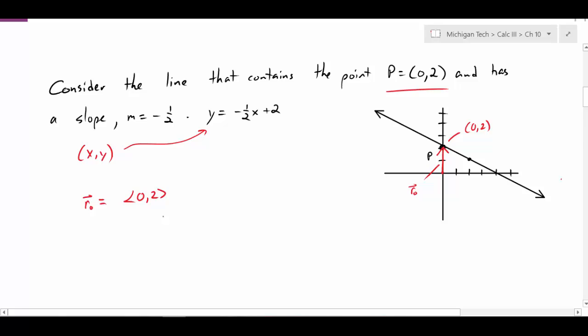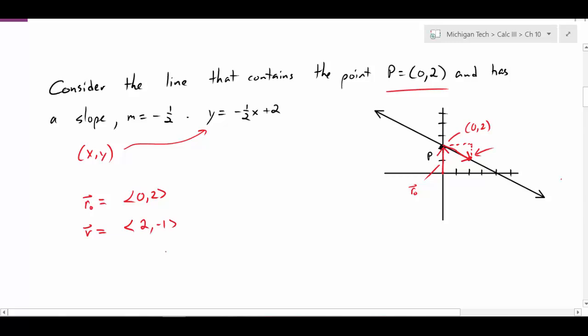I can really think of that vector as representing one of the points that's on that line. Now if I want to represent a different point on that line, this point over here, I could think about the vector that goes from P over to that other point, and that vector is traveling in the direction that the line is going. How do I find that vector? I'll call it v, and to get from one point to the next, I go over 2, down 1. That makes sense with my slope of -1/2. So that vector v is going to be <2, -1>: 2 in the x direction, -1 in the y direction.